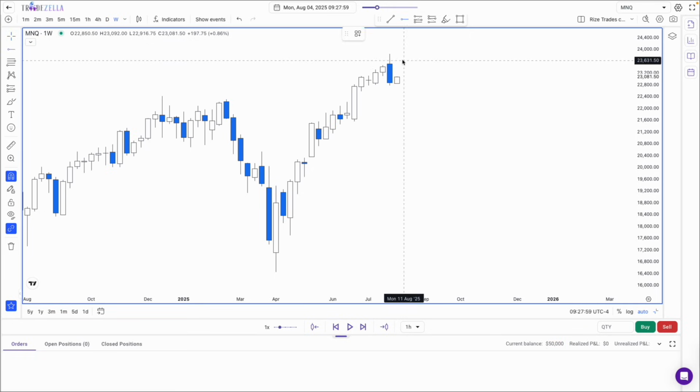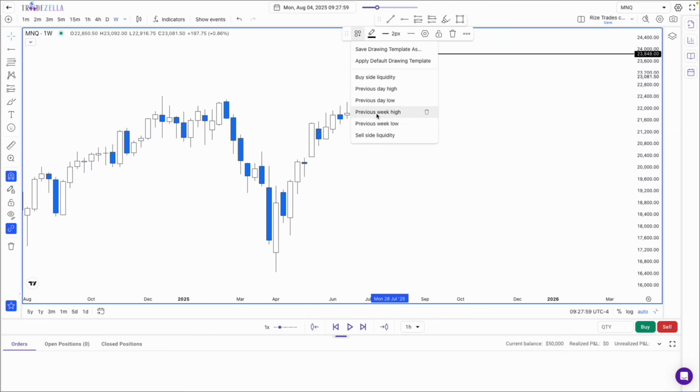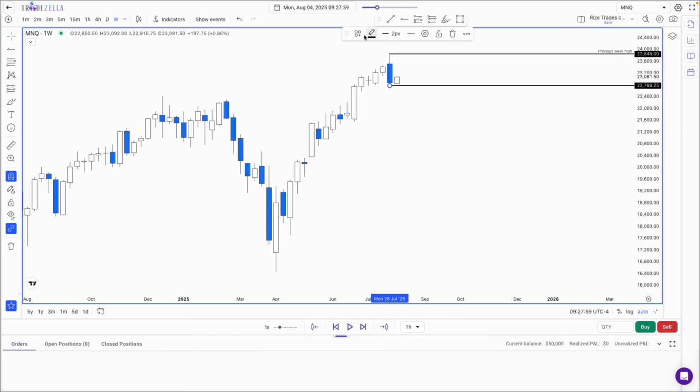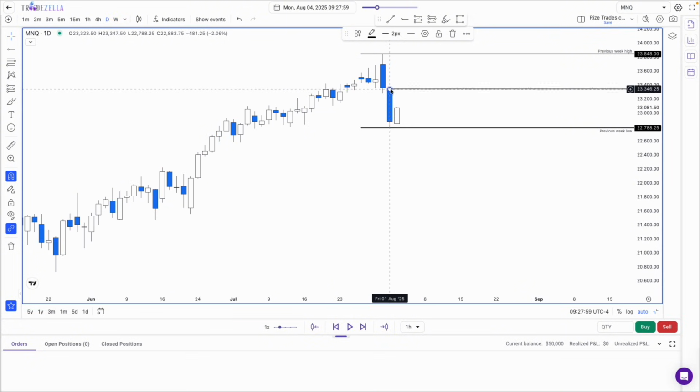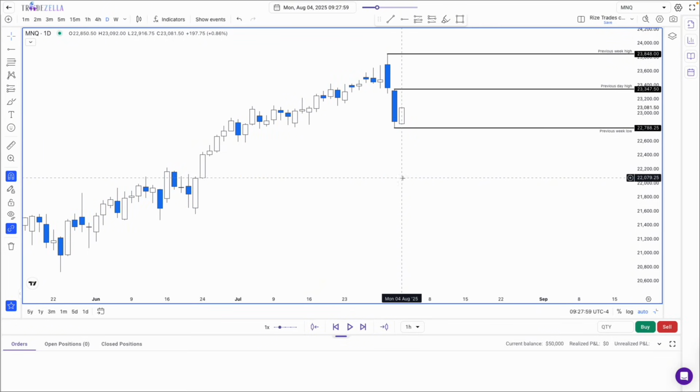So we start on the weekly time frame. Literally just mark out your previous week high and your previous week low. We then drop to the daily time frame and we mark out our previous day high. And then in this situation here, the previous day low is just previous week low. So we don't need to mark that out.